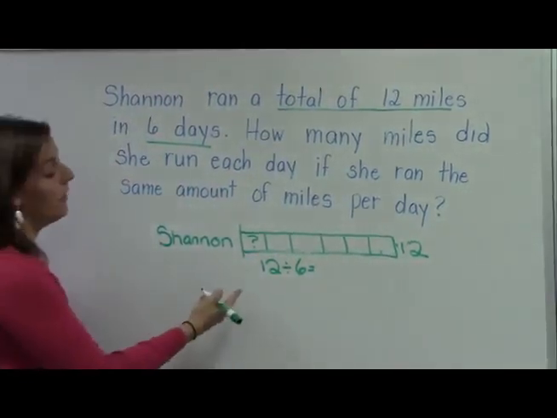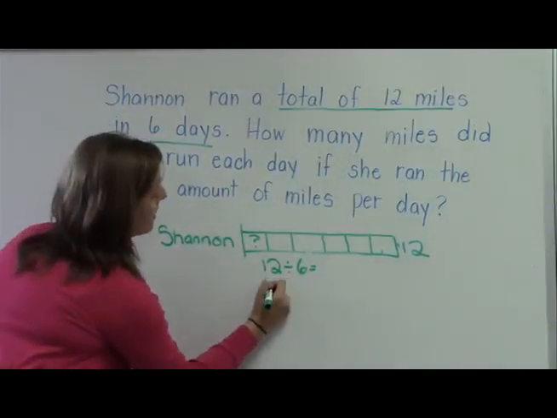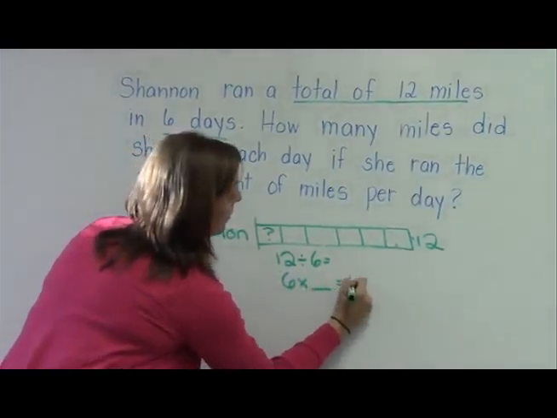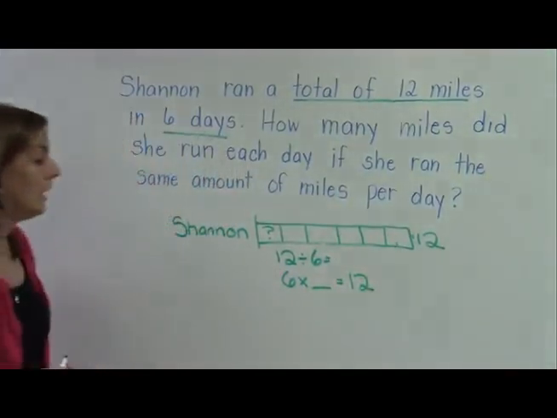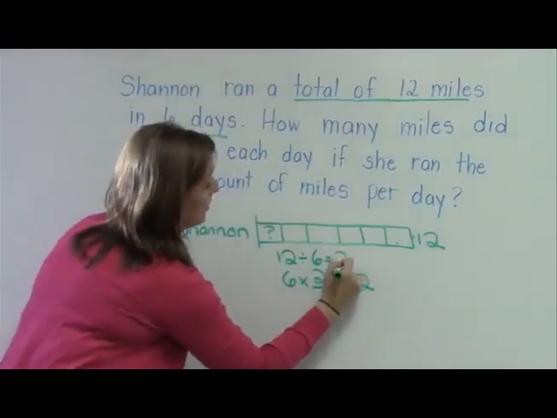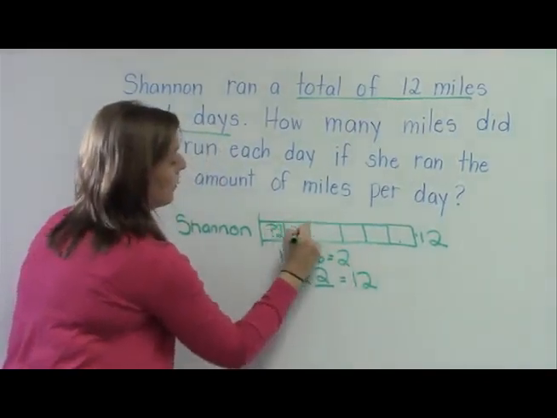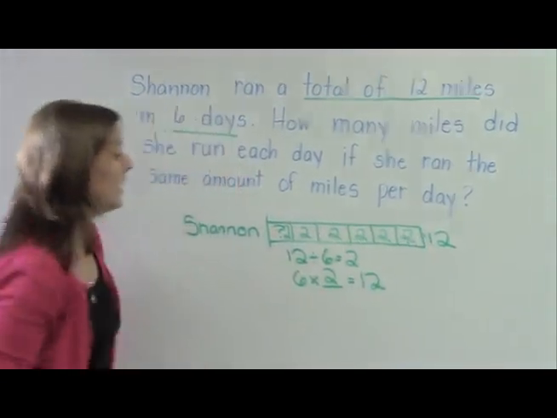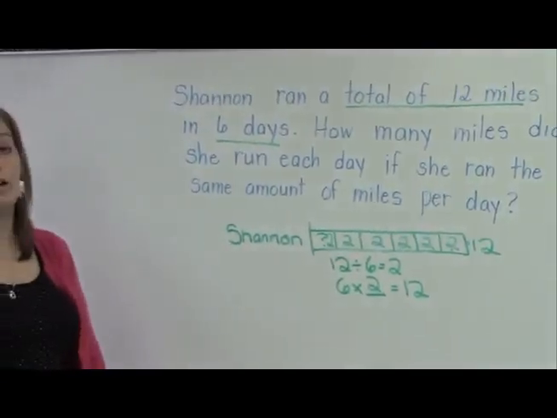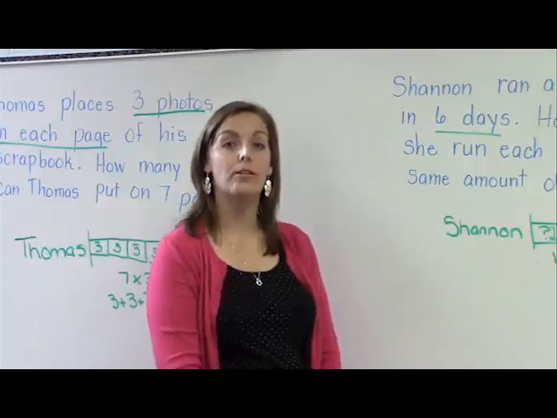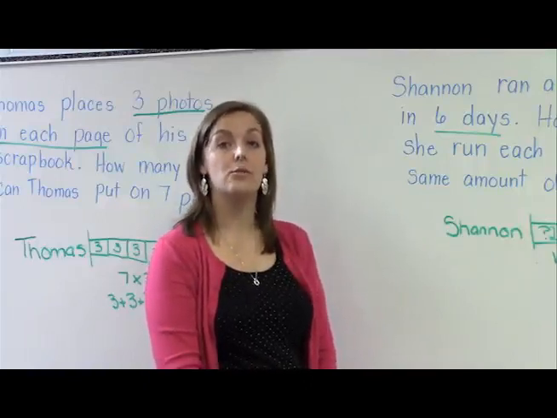Now, if students are not ready for division, they could think about it as 6 times what would give you 12. And either way, we know that the answer is 2. So each of these would be worth 2. So Shannon ran 2 miles per day. And that is how you use the bar model to solve multiplication and division word problems.